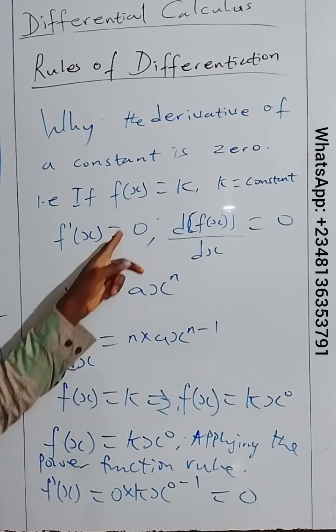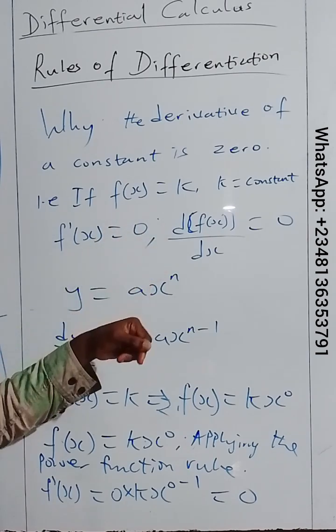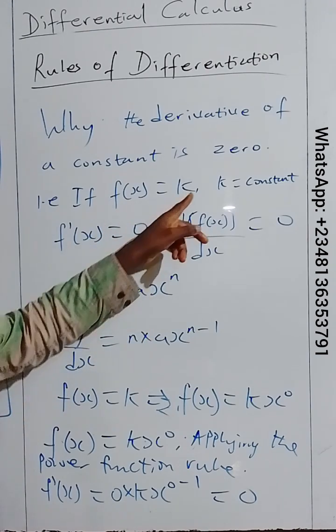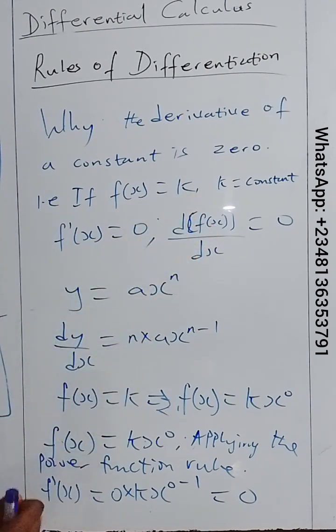When you are given a constant function, it is assumed that there is an invisible x raised to power 0 here. So if you apply the power function rule, you always get 0. So therefore, the derivative of a constant is equal to 0.